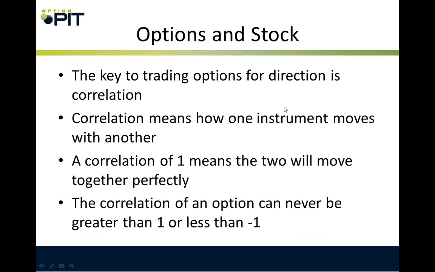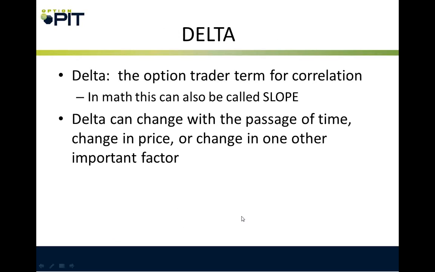Options and stock. The key to trading options for direction is correlation. Correlation means how one instrument moves with another. Correlation of one means that two instruments will move perfectly with one another. So if one stock goes up a dollar, the other one will go up a dollar. Now, the correlation of an option can never be greater than one or negative one. There are all sorts of stocks that can have correlations of 3, 4, 5, whatever. You look at some of those double and triple ETFs, they've got crazy correlations. But an option can never correlate at more than one or negative one to its underlying, generally. There are a couple of tiny exceptions, but that's getting into minutia that you don't need to worry about.